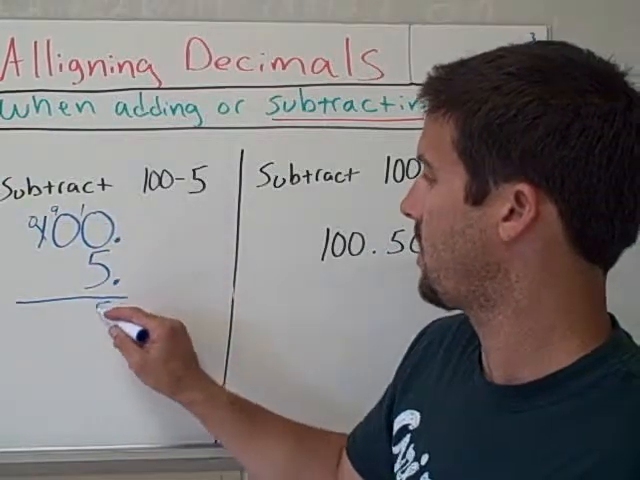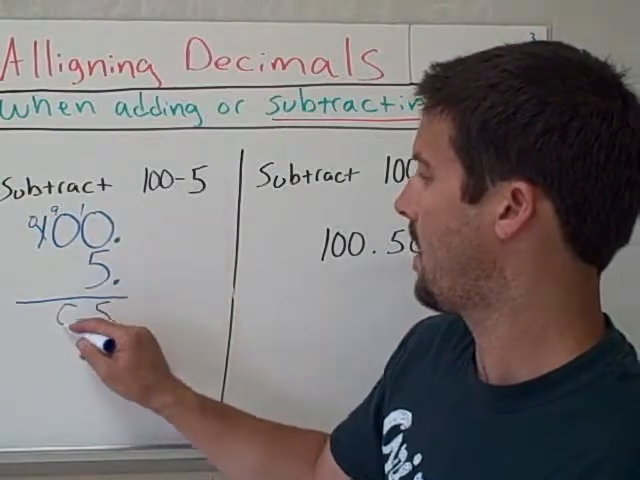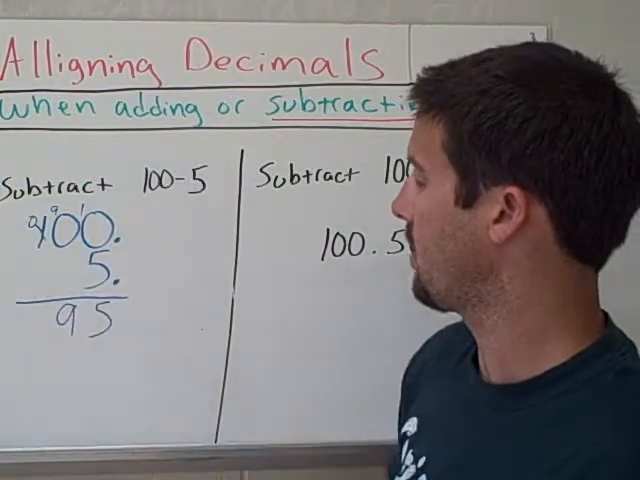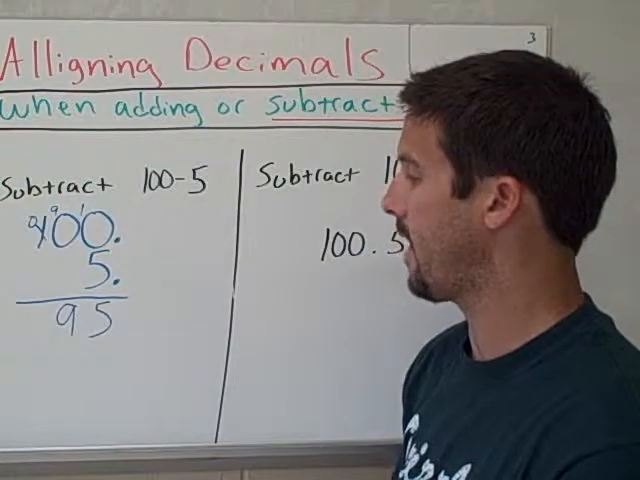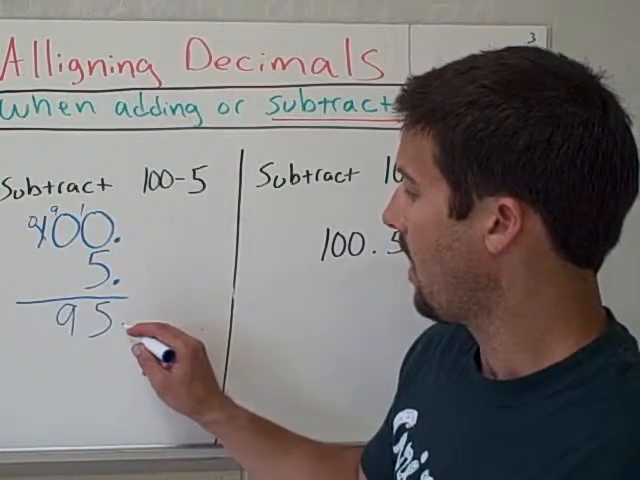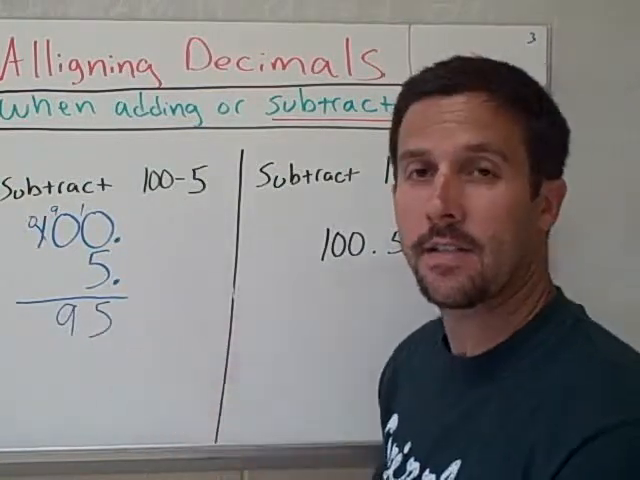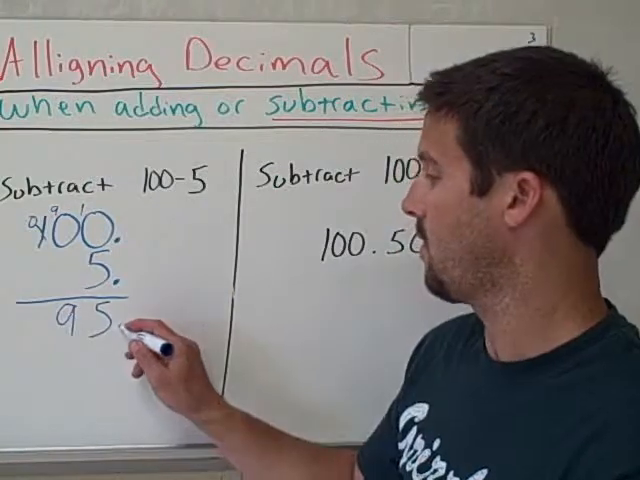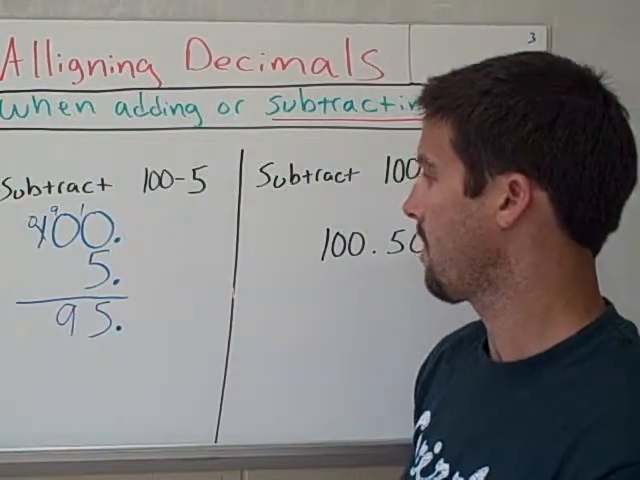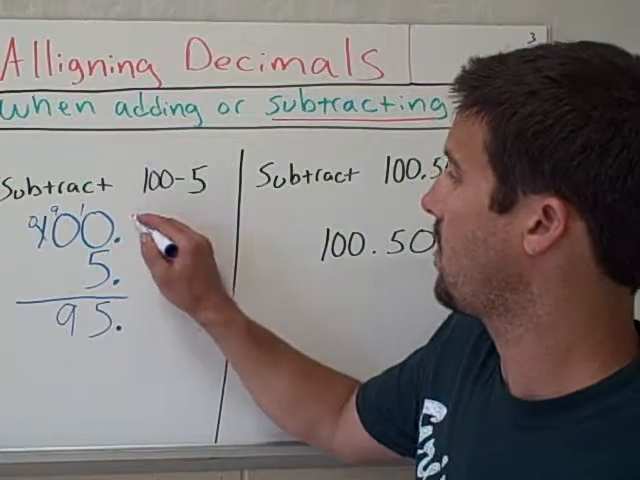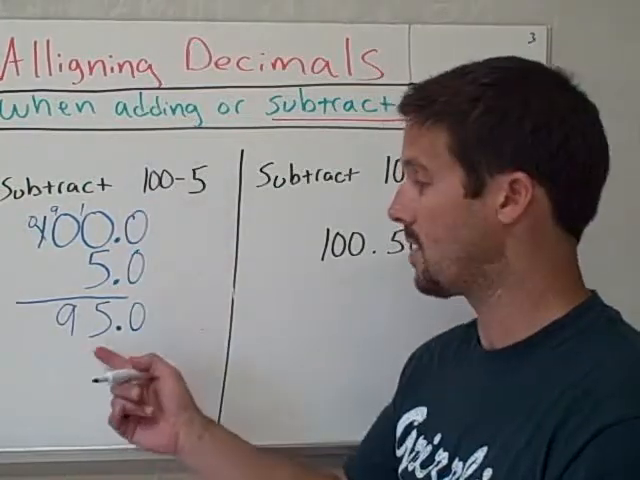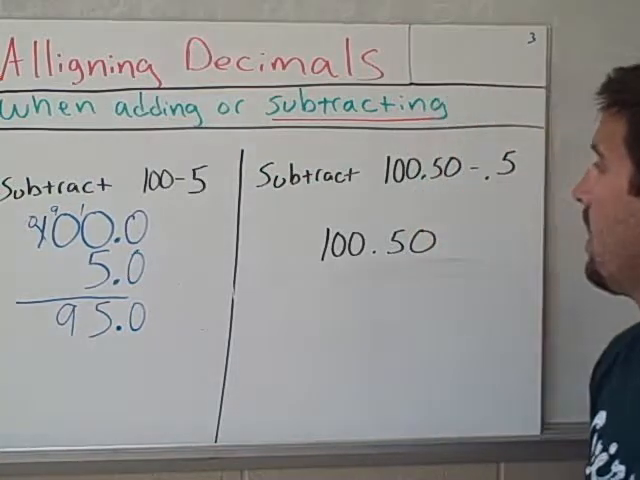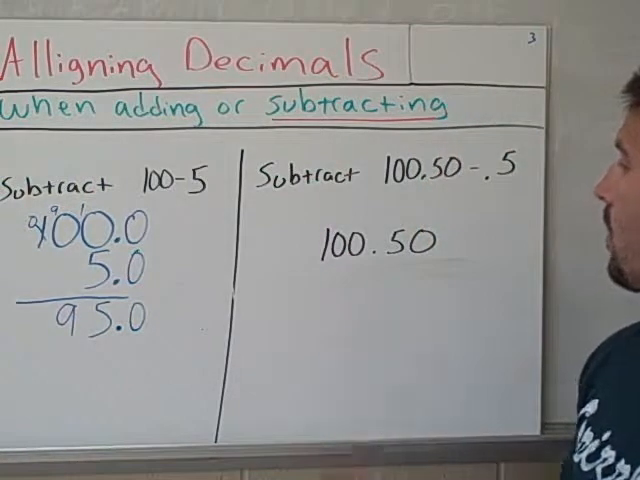10 minus 5 is 5. Drop the 9. There's a 0 there, so I don't need it. So my answer is 95. 100 minus 5 is 95. Okay? I don't need to put the decimal really there because the 95 is 95, even with the decimal or not. All right, and even if I put zeros here, it's still 95. We just say 95.0.